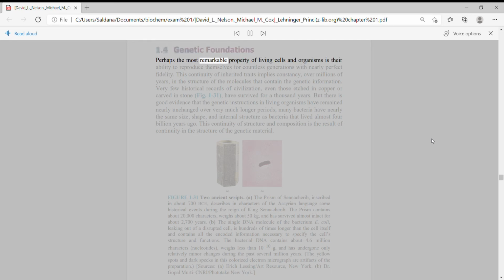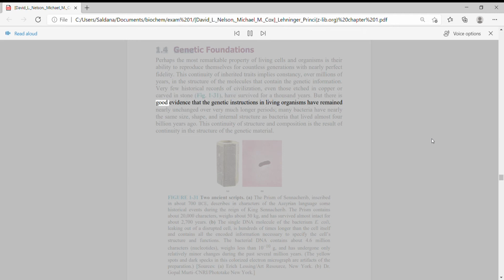Perhaps the most remarkable property of living cells and organisms is their ability to reproduce themselves for countless generations with nearly perfect fidelity. This continuity of inherited traits implies constancy, over millions of years, in the structure of the molecules that contain the genetic information. Very few historical records of civilization, even those etched in copper or carved in stone, Fig. 1-31, have survived for 1,000 years.